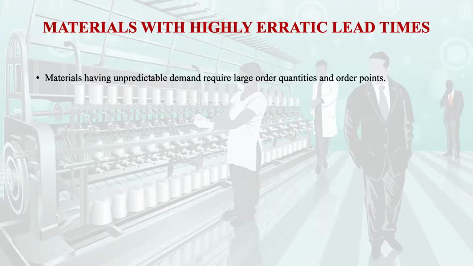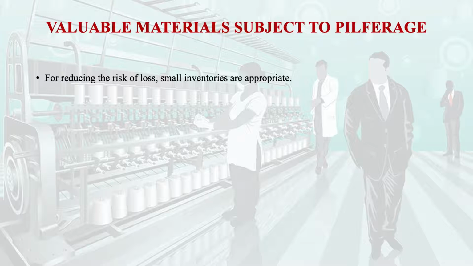Another important type of material category is material with highly erratic lead time. Sometimes they have a very short lead time, sometimes they have a very large lead time. Material having unpredictable demand requires large quantities at the order points. There are some valuable materials which are subjected to pilferage. For reducing the risk of loss, small inventories are preferable and more appropriate.